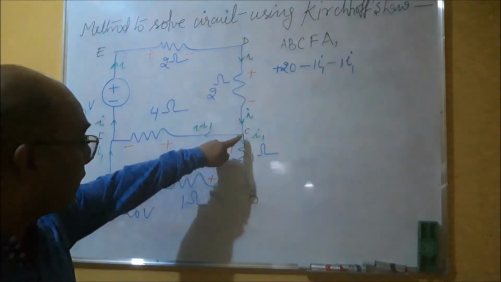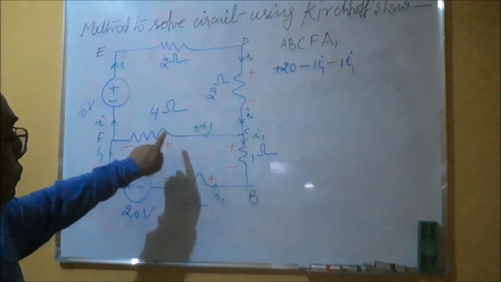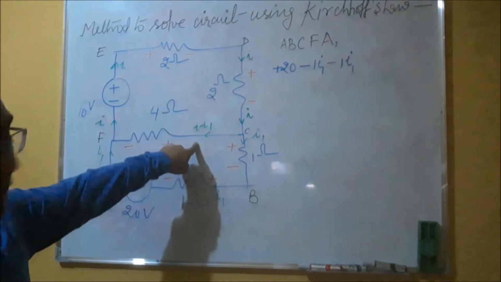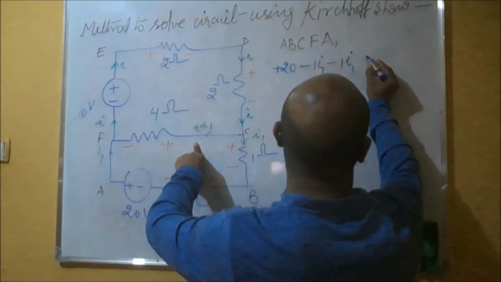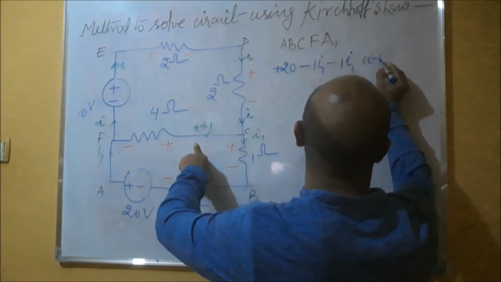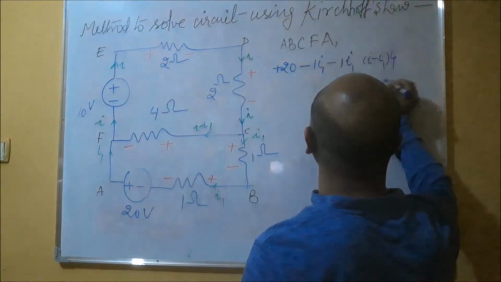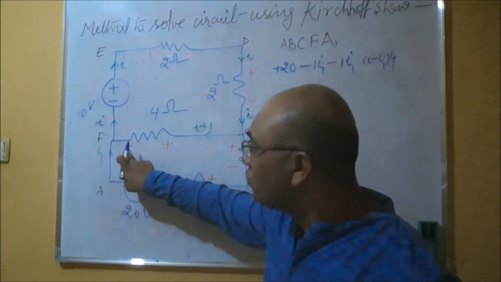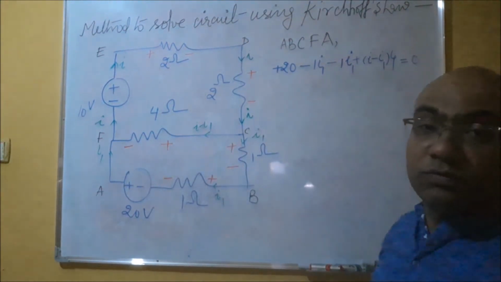So 1 I1, and since we are moving from minus to plus, so minus. Now come here. When we are moving like this, the value of resistance is 4 and the value of current is I minus I1. So what will we write here? I minus I1 multiplied with 4, and what would be the sign? Plus to minus, so plus, equals 0.